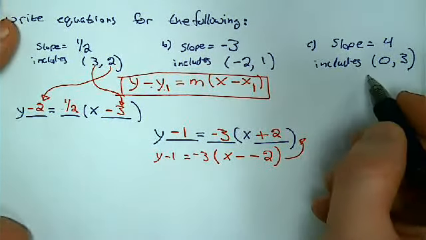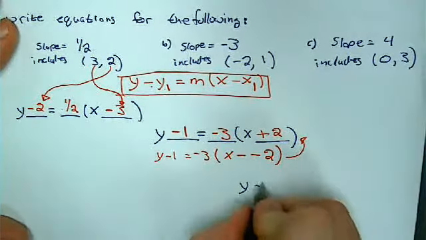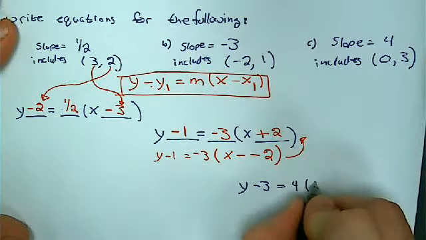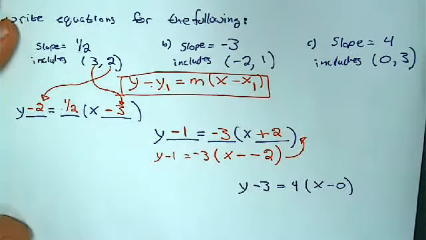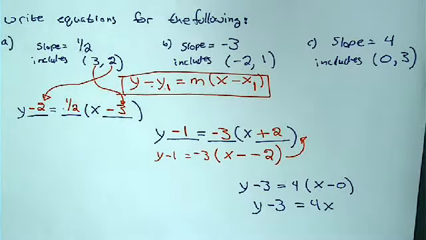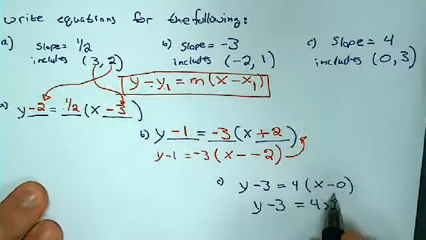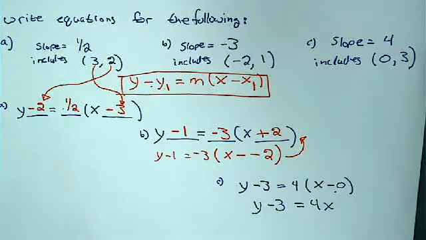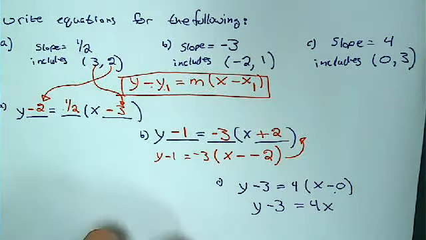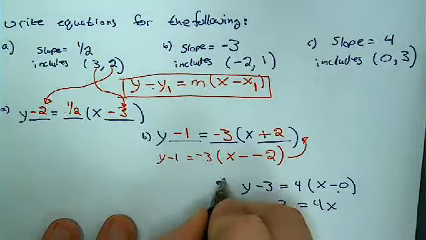And now this last one over here, I'm just going to write it straight out. So y minus 3, slope is 4, x minus 0. You could write that. You may also see this as the answer in slope-intercept form. That's for C. Minus 0 is like minus nothing, so it's just 4x. That's C there.